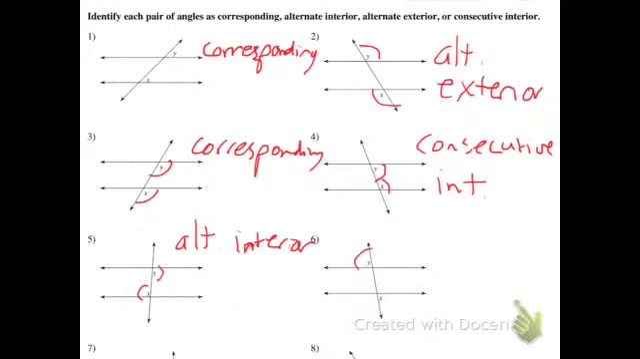And on 6, they're both outside and on opposite sides of the transversal, so these are alternate exterior angles.